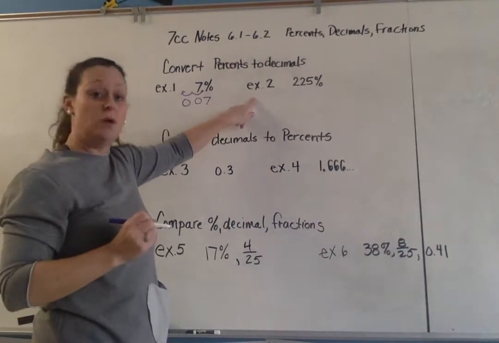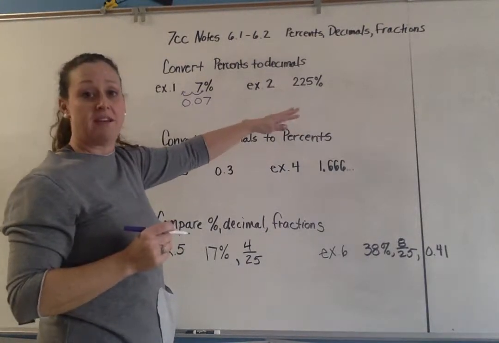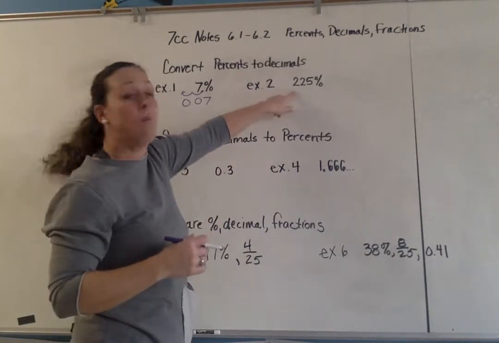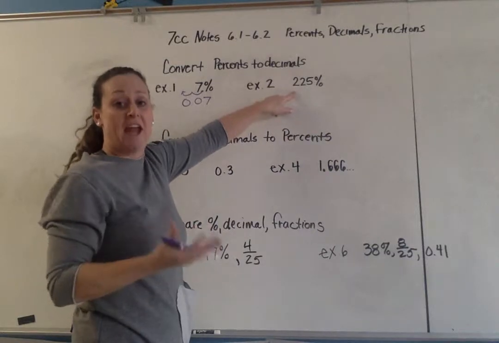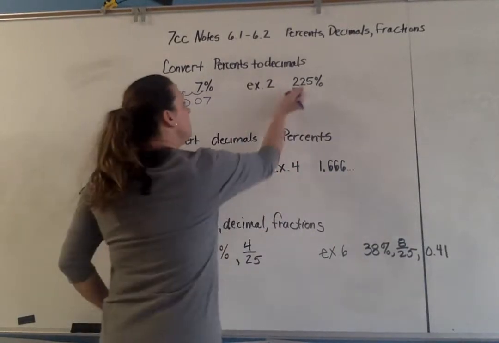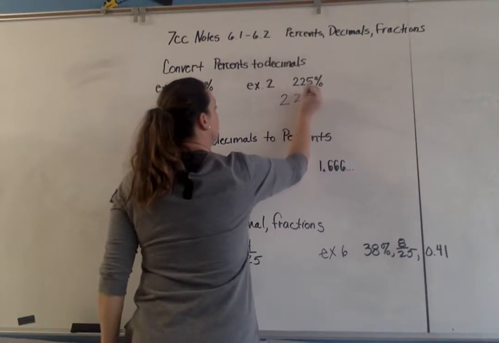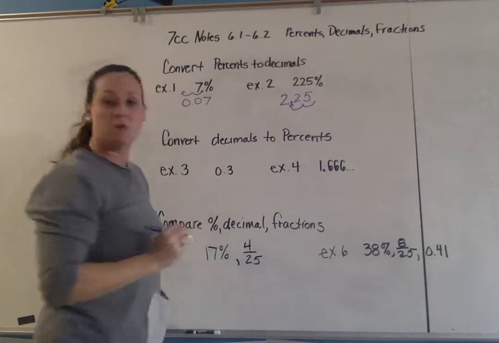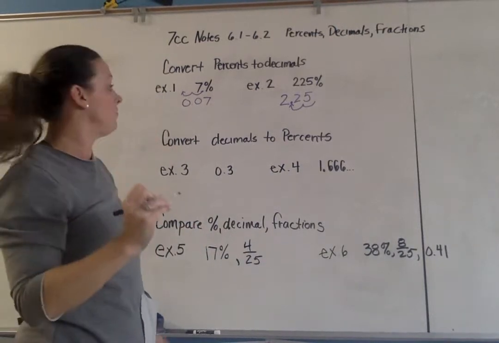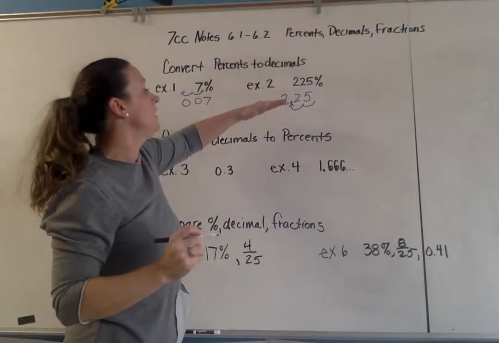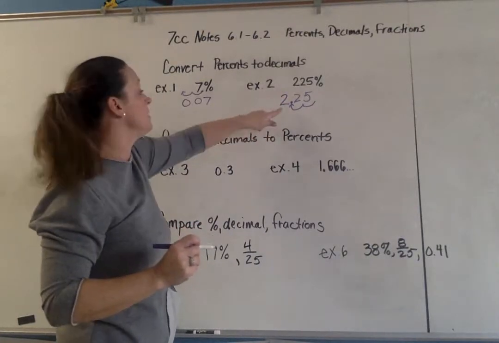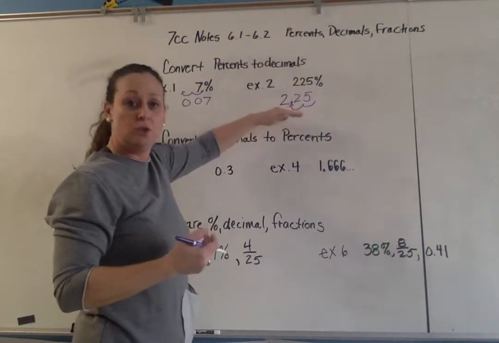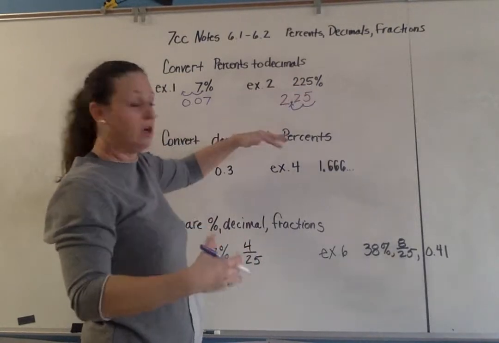In example 2, I have 225%. That's 225 out of 100. Now, this is more than 100%, so I know that it has to be more than 1. So if I were to have my original 225, I still move my decimal point 2 places so that it's 2.25, because it's 225 out of 100, which means it's more than 100, 2 more. So 2 wholes and then 25 hundredths.